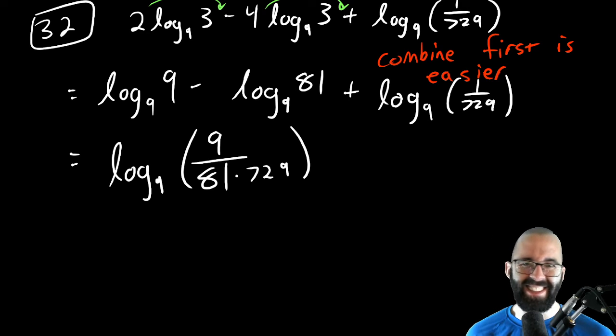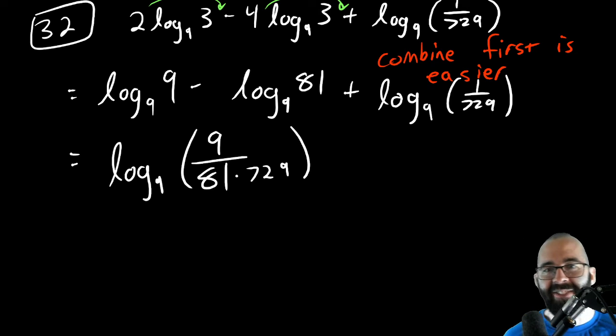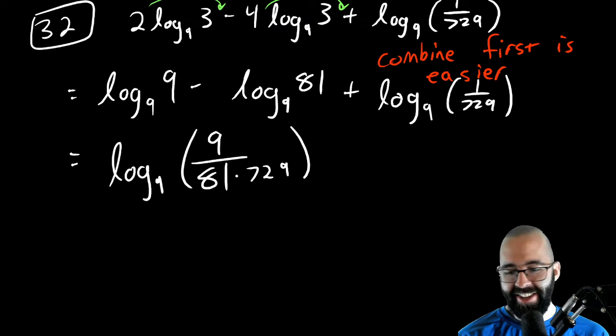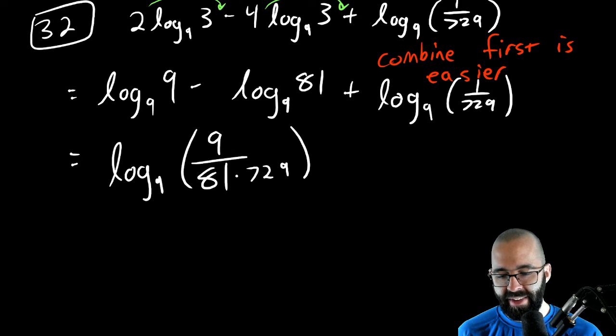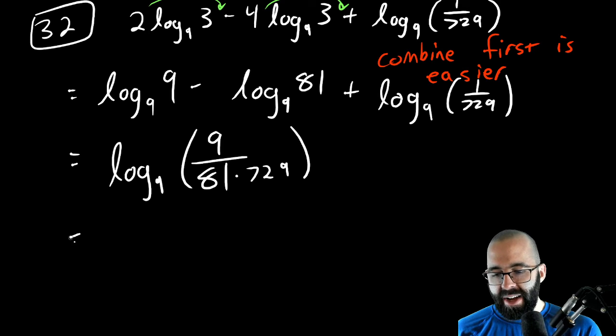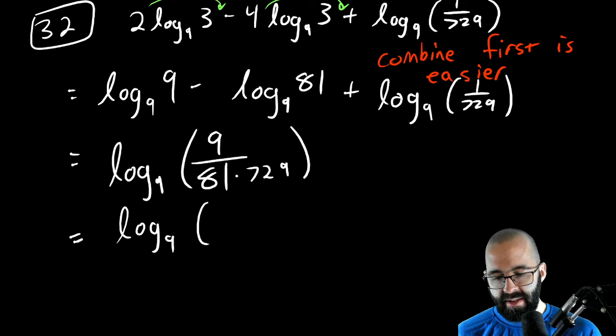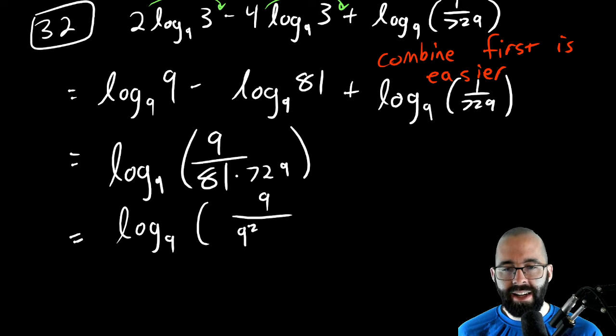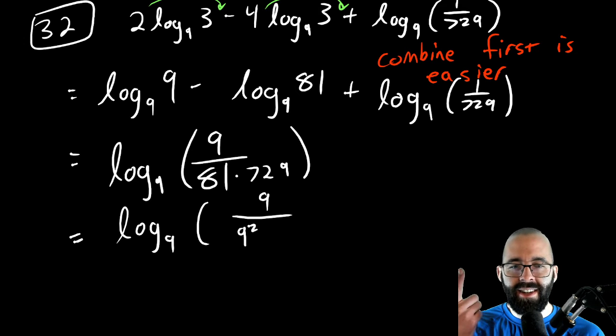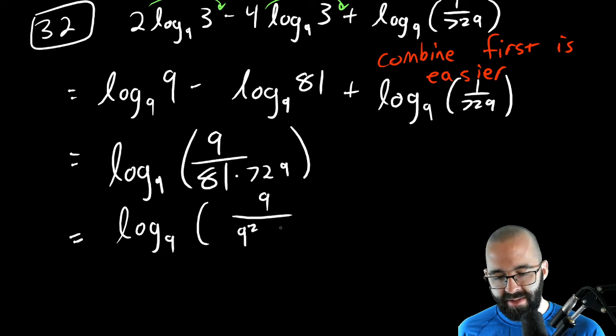All right, maybe this wasn't easier to combine it first. Did I write the problem down right? Yeah, I did. All right. Well, let's just write everything in terms of threes, or in terms of nines, right? This is 9. This is 9 squared. What's 729? Is that 9 cubed? 9 squared is 81. Cubed, yeah, is 729.